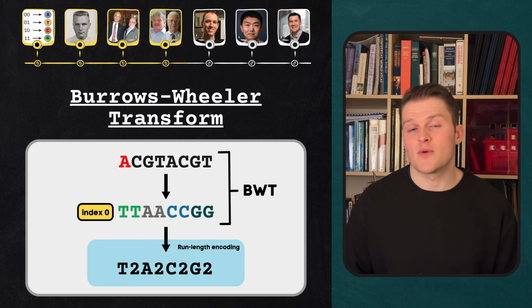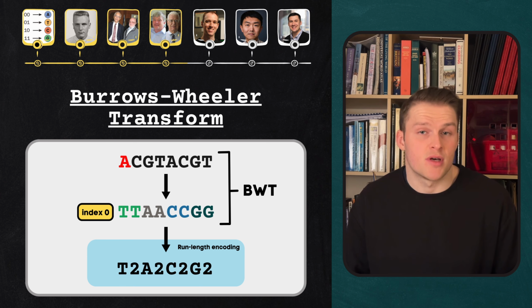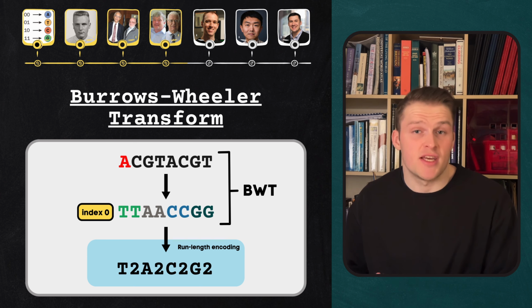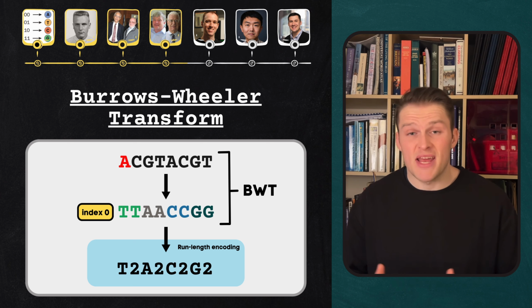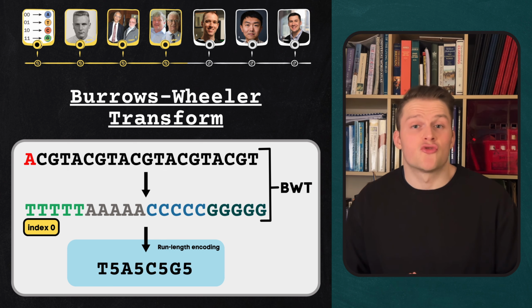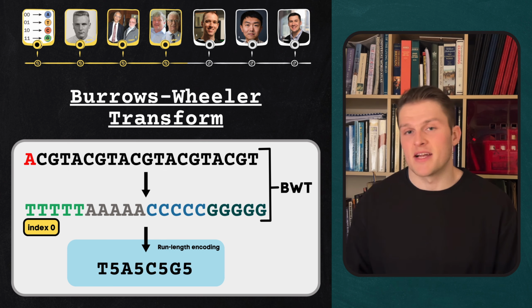With this transformed sequence, we can now apply simple compression techniques. For example, run length encoding would replace these runs with a count. So TTAACCGG becomes T2A2C2G2. For longer genomic sequences with many repeats, these runs become much longer, creating excellent compression opportunities. So a sequence like this would transform to create even longer runs of similar characters.